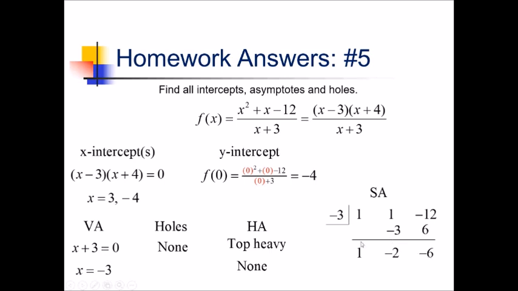All I really care about is the quotient here. The remainder doesn't really do anything for me for the slant asymptote. Because, I mean, the slant asymptote is what happens as x gets really big or really small. So this negative 6 over x plus 3, which is basically what's going on out there, is not going to affect anything. But what will affect things is the quotient here. So we're going to have y equals 1x minus 2.